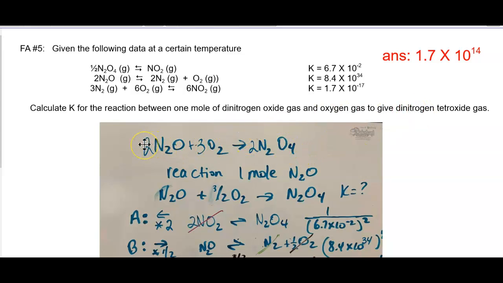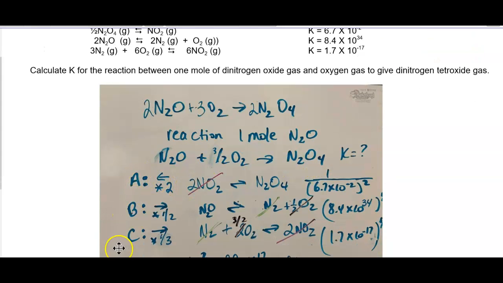Okay, so I needed to balance this first, so I wrote it and then I balanced it, and then I need to set it so that it says 1 mole of dinitrogen oxide. Right now I have 2 moles of dinitrogen oxide, so I'm going to multiply through by 1/2. That's how I get this. So 2 times 1/2 is 1, 3 times 1/2 is 3/2, and 2 times 1/2 is 1. This is what I'm trying to get a value of K for.